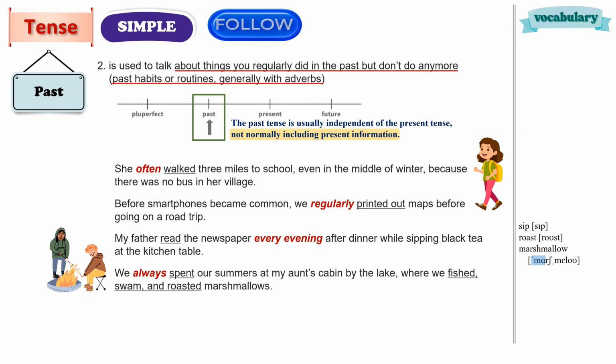She often walked 3 miles to school, even in the middle of winter, because there was no bus in her village. Before smartphones became common, we regularly printed out maps before going on a road trip. My father read the newspaper every evening after dinner while sipping black tea at the kitchen table. We always spent our summers at my aunt's cabin by the lake, where we fished, swam, and roasted marshmallows.